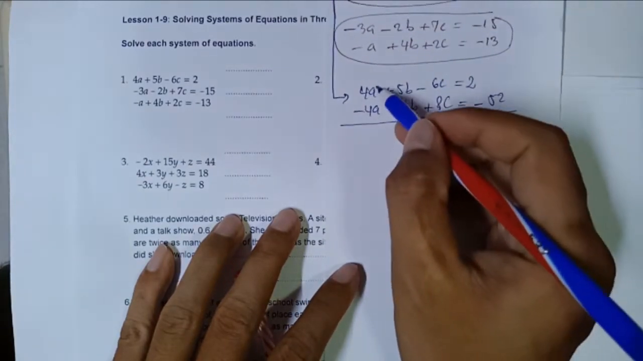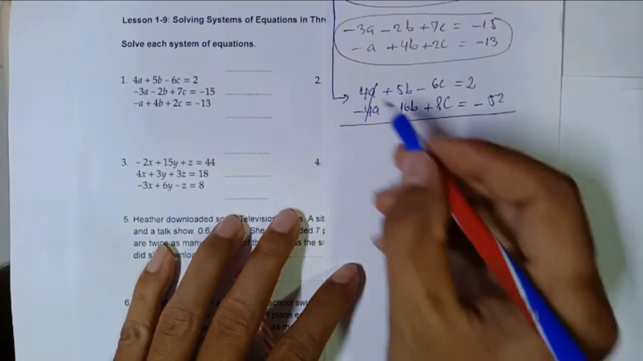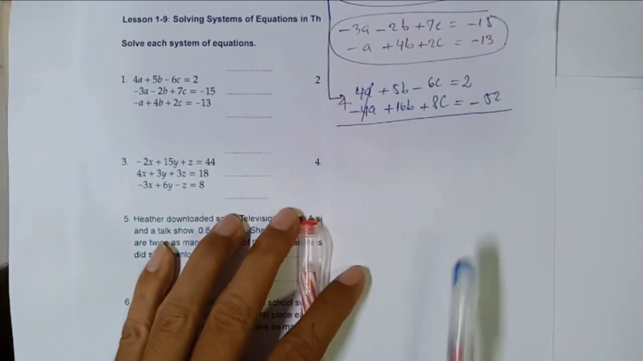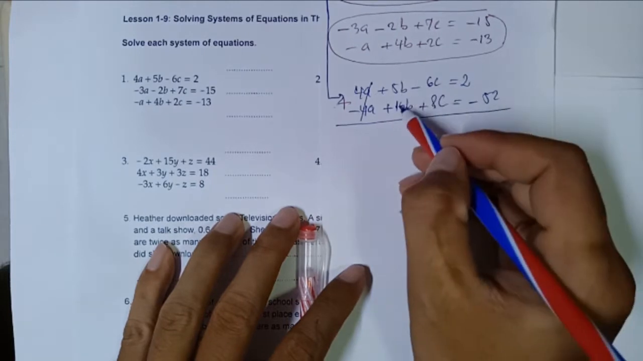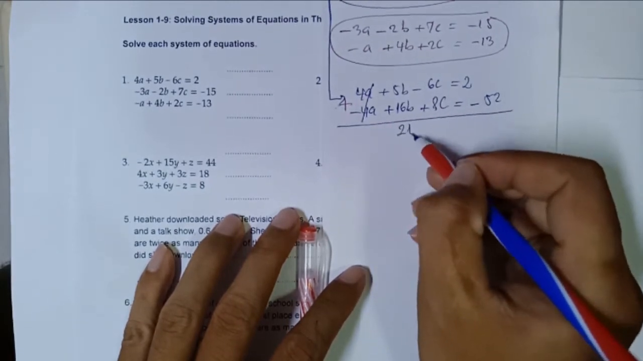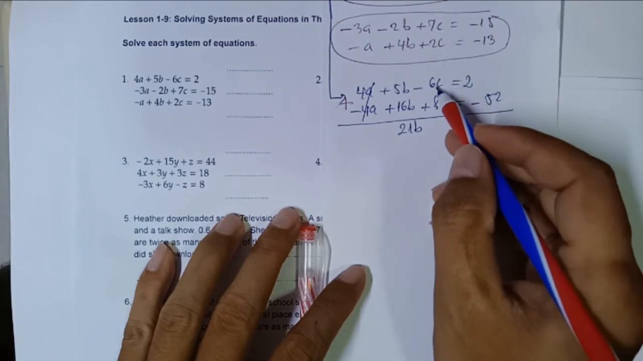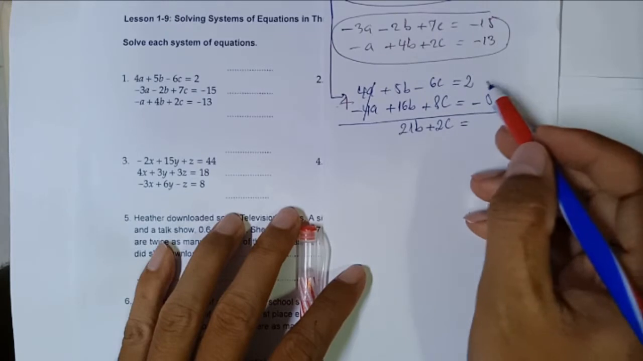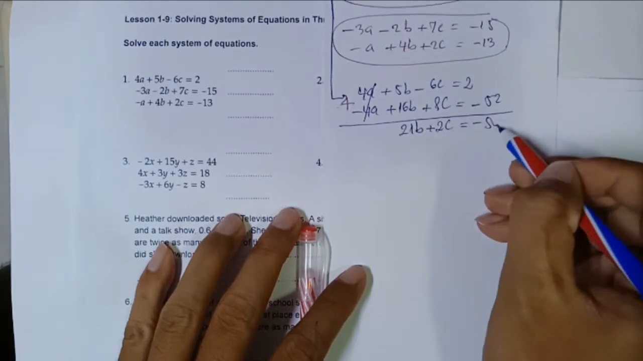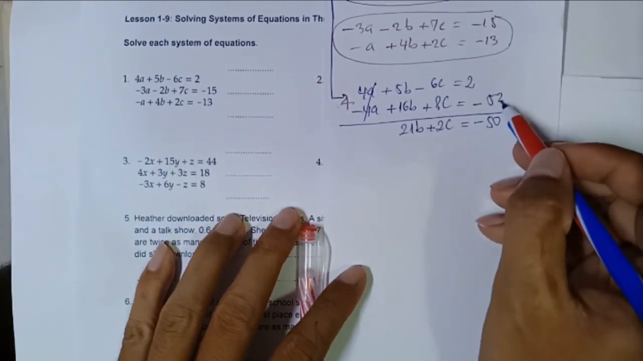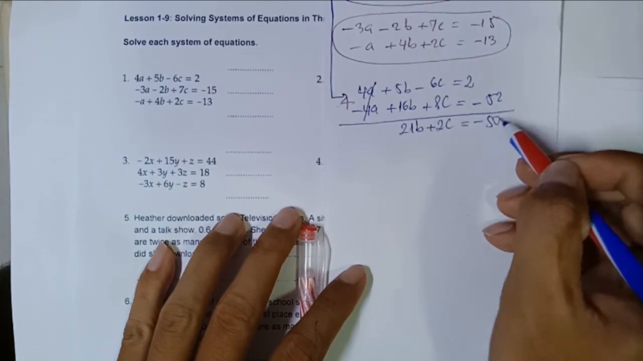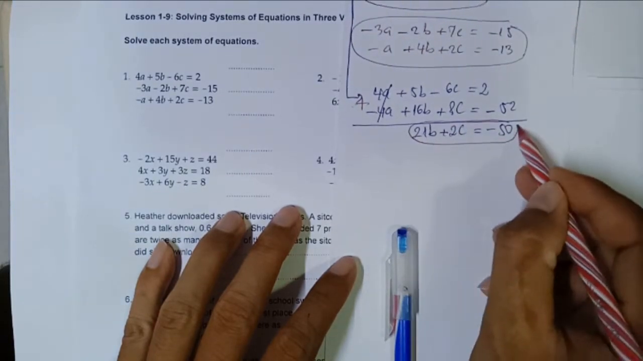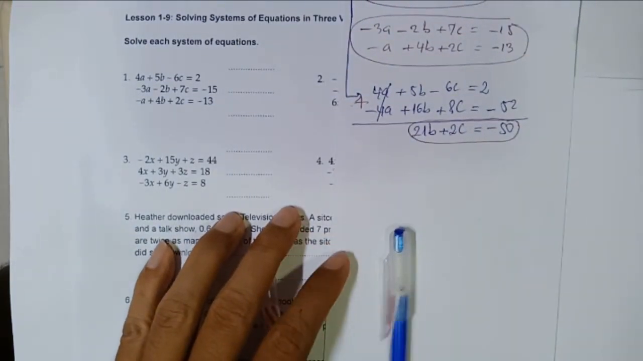Then you eliminate this together, and this is going to be plus sign so that it can be eliminated. So 5 plus 16, you have 21B, and then minus 6 plus 8, you have plus 2C equal to negative 52 plus negative 2, which becomes minus 50. So keep this one for the moment, and then now let's work on this.